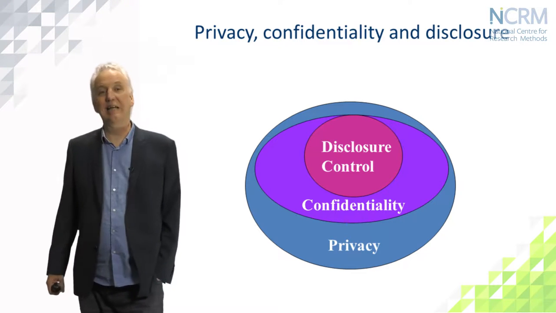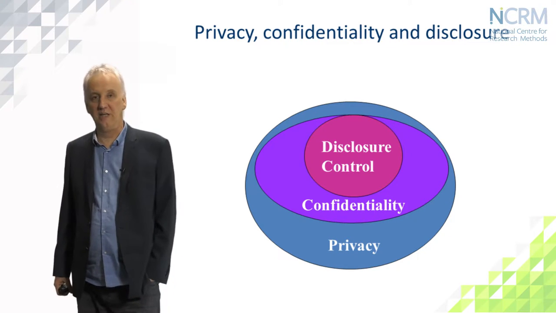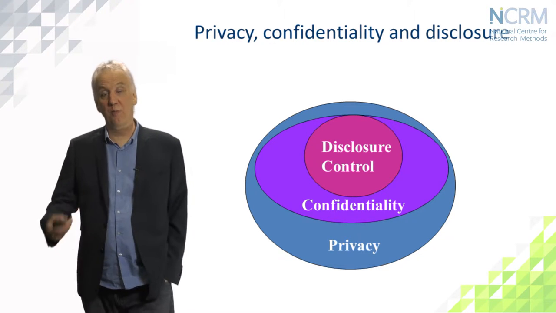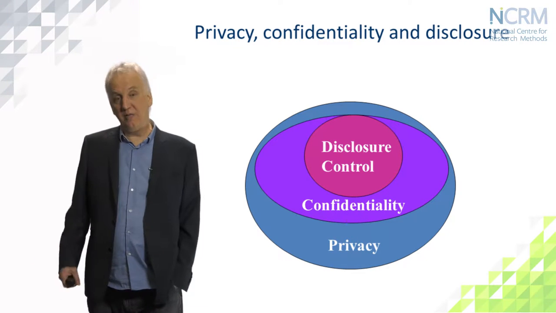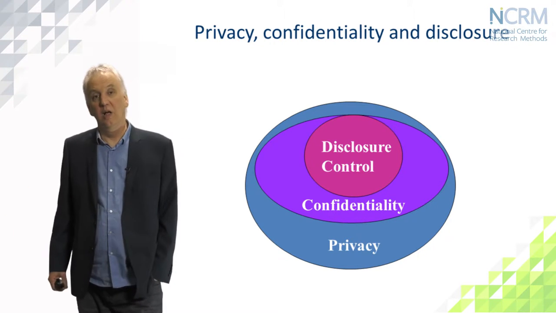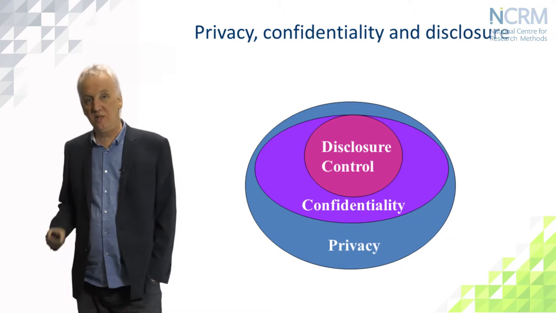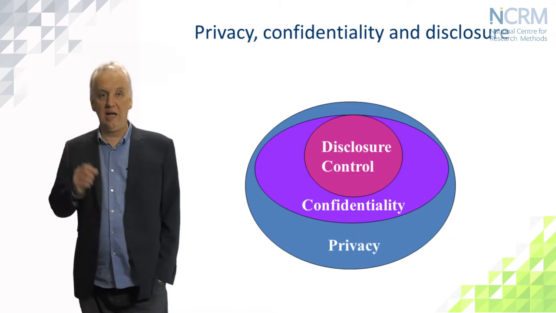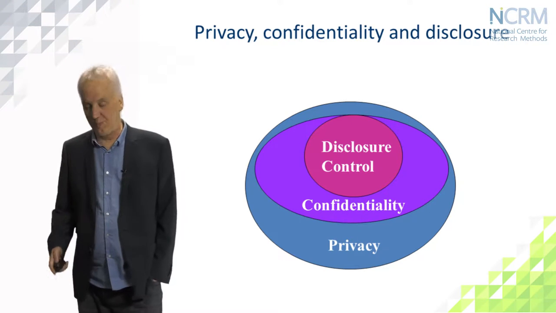Privacy is primarily about people. Confidentiality is primarily about data. Now, confidentiality could be about data about people, and often when we're thinking about it, that's the case, but not necessarily. Privacy concerns a much wider range of things. For example, who has access to my home? Confidentiality is just about information. It's about information and data. Now, disclosure control is a particular technical process which helps maintain confidentiality of data, usually data about people.